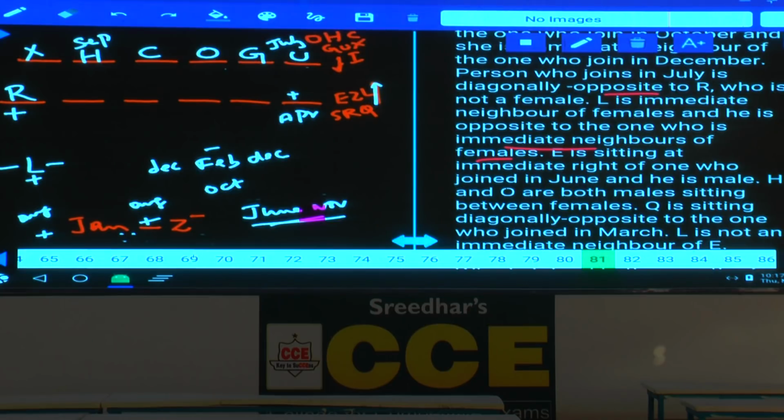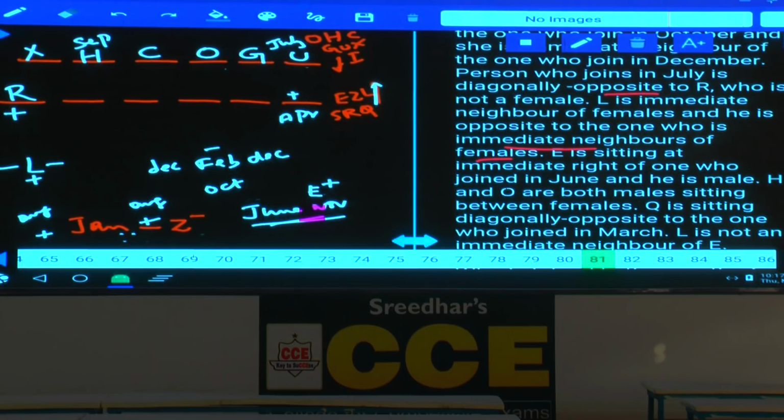E is to the immediate right of whom? E is sitting to the immediate right of the one who joined in July. E is sitting to the immediate right of the one who joined in June. June and November are adjacent to each other and he is a male. He is a male means E is a male. Are you following this one or not? Hence E and June must be adjacent to each other.